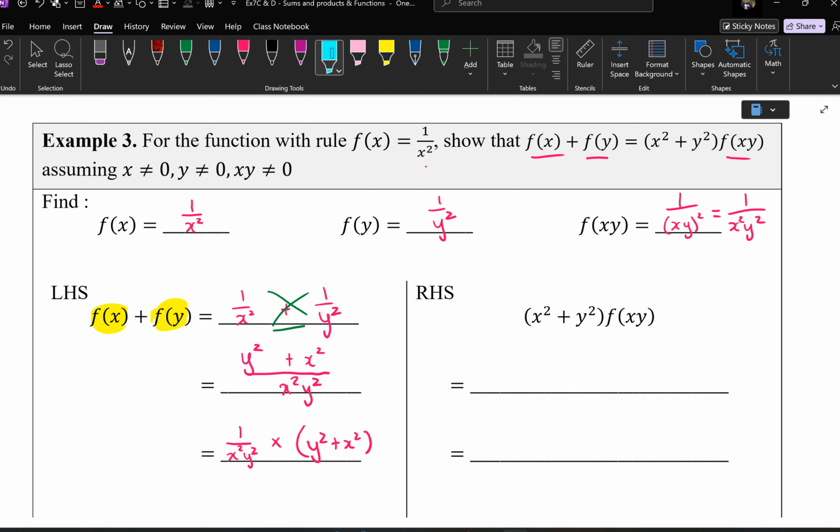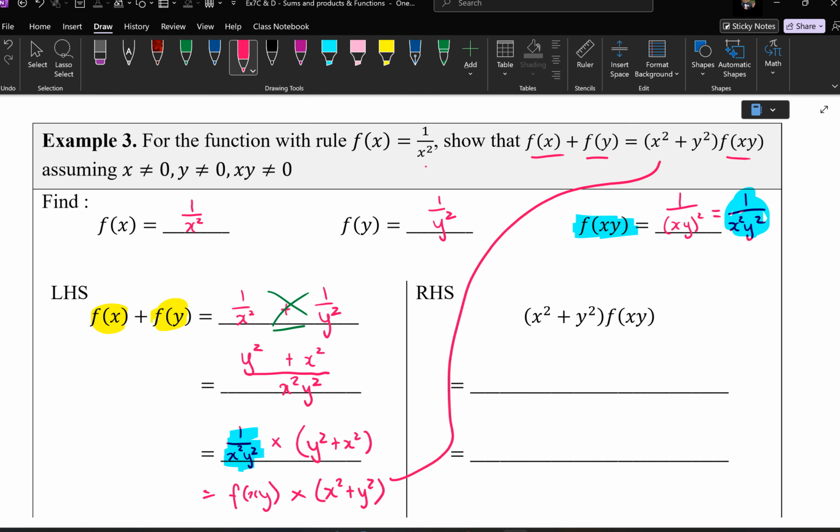I have 1 on x squared, y squared as f of xy. So this here can be replaced with f of xy times, and well, the addition, it's commutative, so it means that the order doesn't matter. You can write it x squared plus y squared, and hence proving that.